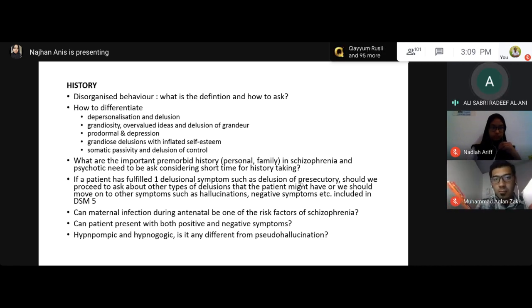The second question is how to differentiate between depersonalization and delusion. There are many differentiating points. For example, delusion is a type of thought disorder, while depersonalization is a dissociative symptom or perceptual disturbance. So what is a delusion? We go back to the basics to remind ourselves what a delusion is in order to understand the differentiation.